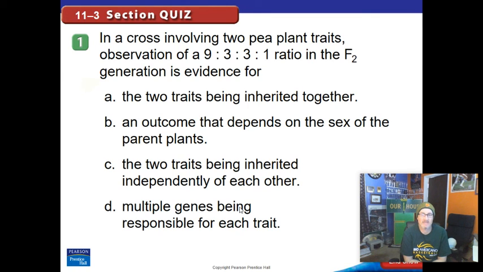Okay. In a cross involving two pea plant traits, observation of a 9:3:3:1 ratio in the F2 generation is evidence for two traits being inherited together, an outcome that depends on the sex of the parent, the two traits being inherited independently of one another, multiple genes being responsible for each trait. Remember, when you get all the different possible gene combinations in the gametes, that is evidence for independent assortment, or they assort, which basically means they get organized independently of one another. C.